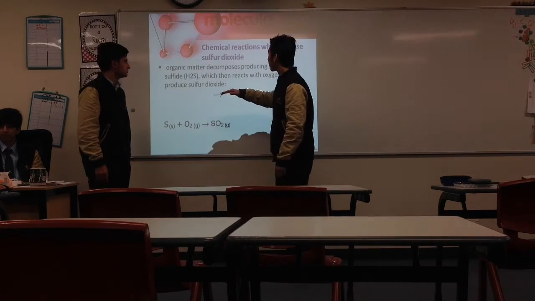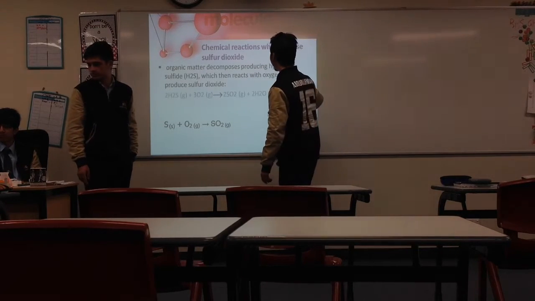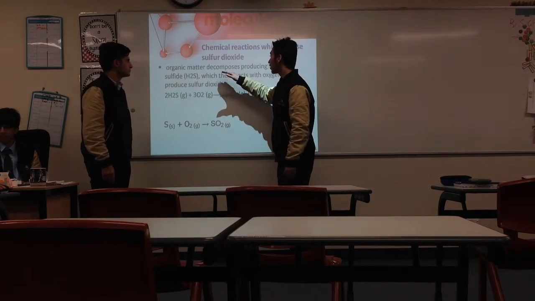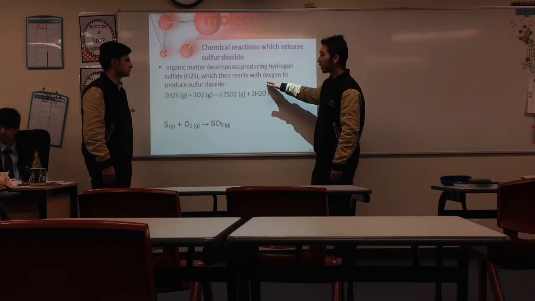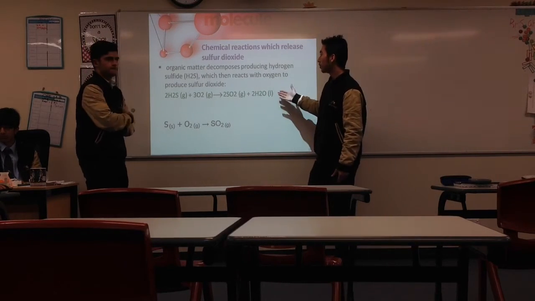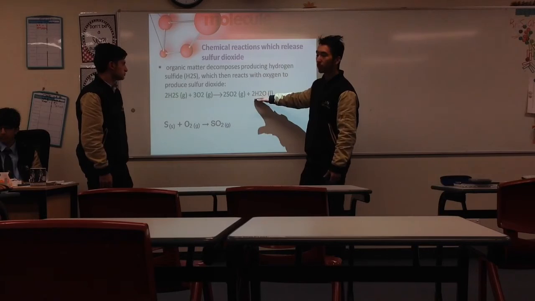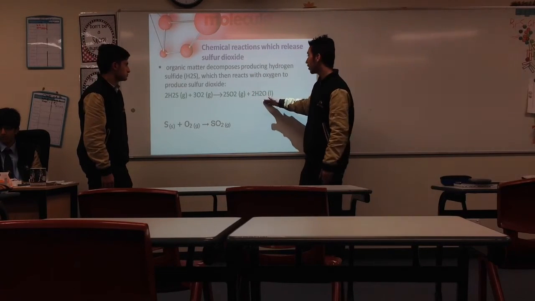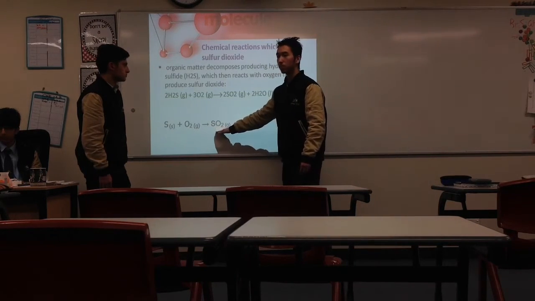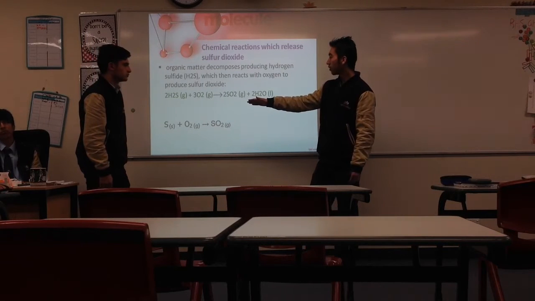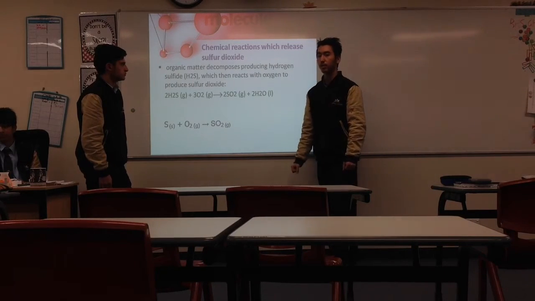Alright, so the chemical reactions which release sulfur dioxide include decomposing of organic matter producing hydrogen sulfide, which reacts with the oxygen in the environment to produce sulfur dioxide. Because the syllabus says chemical reactions, it's best to know more than one, a minimum of two. So this is the one that I explained just now, and the following here is just a normal combustion: solid sulfur reacting with oxygen gas to produce sulfur dioxide.